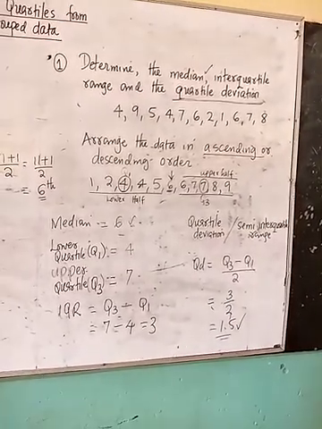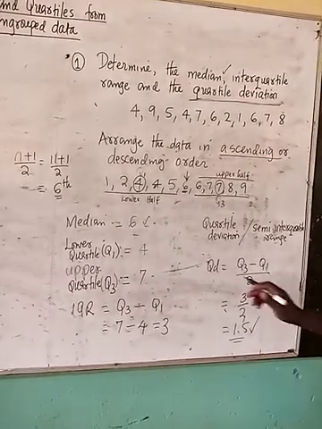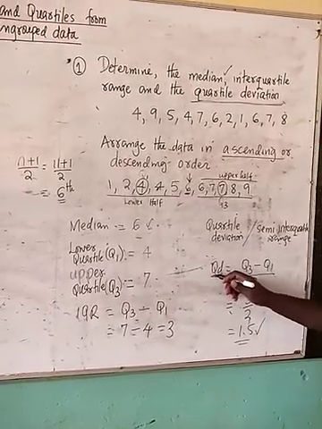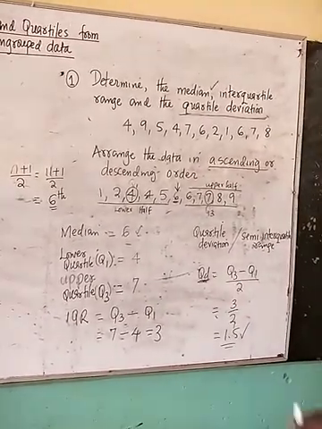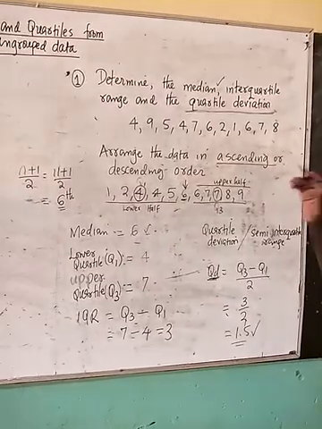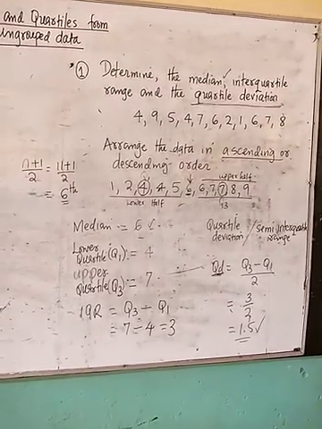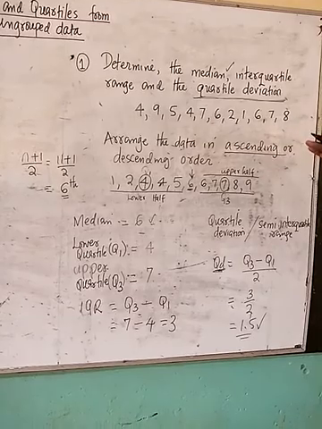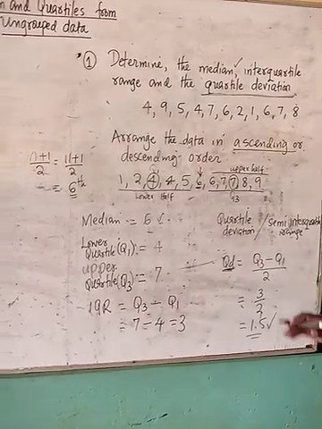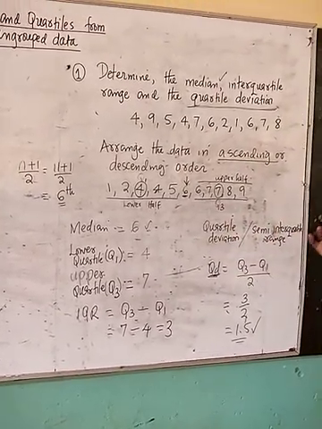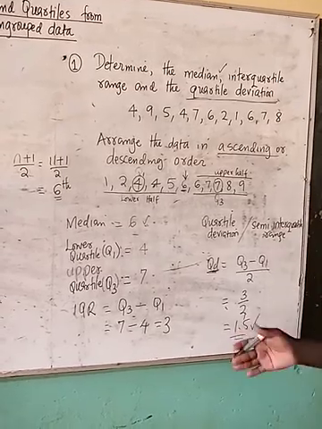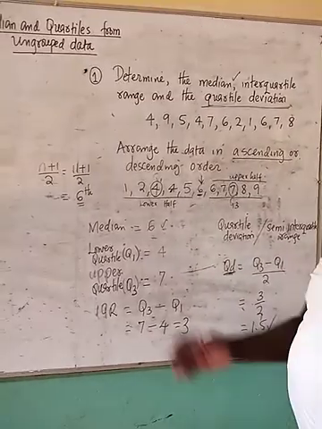Sometimes you find candidates have left that blank because they don't understand what quartile deviation is. But I want you to note that when the data is not grouped, there is no calculation to be done. It is a matter of arranging the data in ascending or descending order, then picking as we have done. Let us look at example number 2.